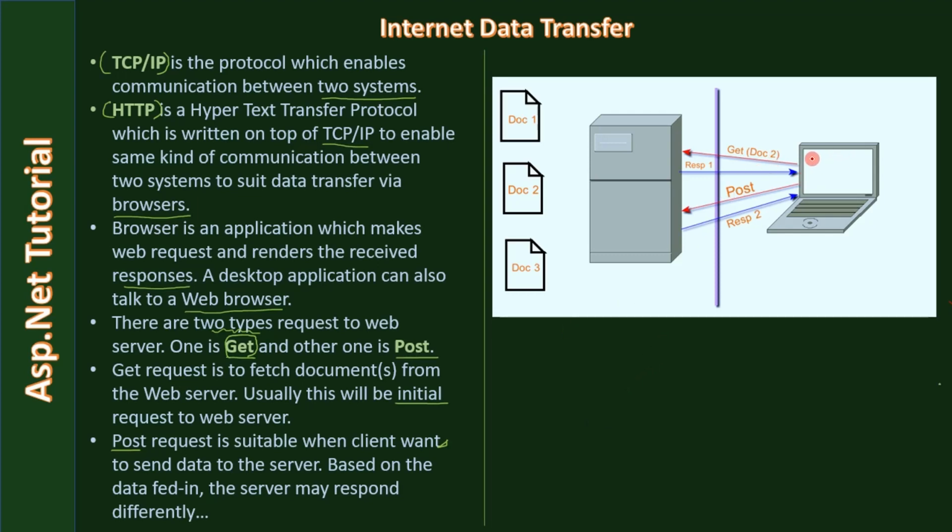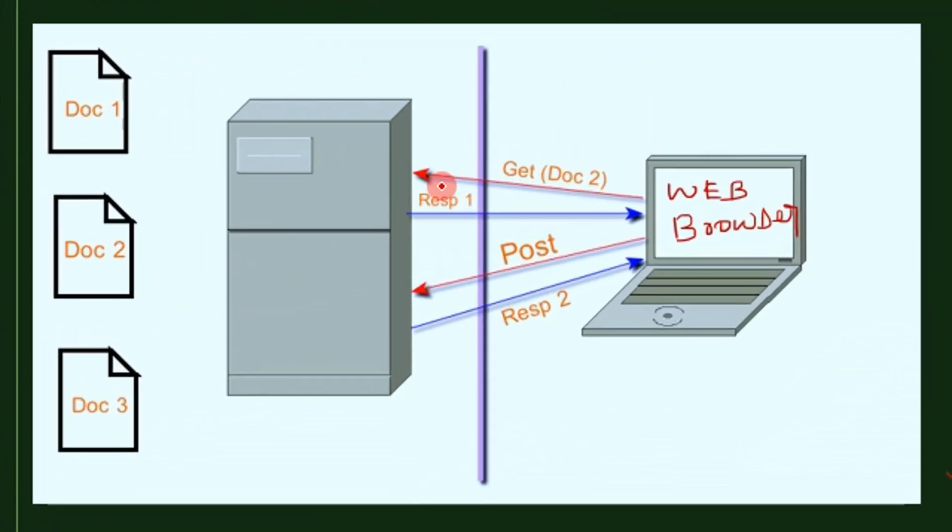Here you can see this is the web browser. The web browser is sending a GET request, and it is asking for doc2. The request goes to the web server, and since the request is for document2, from the available resources the web server picks document2 and sends that as a response. So the web browser will receive this document2. So that's a GET request.